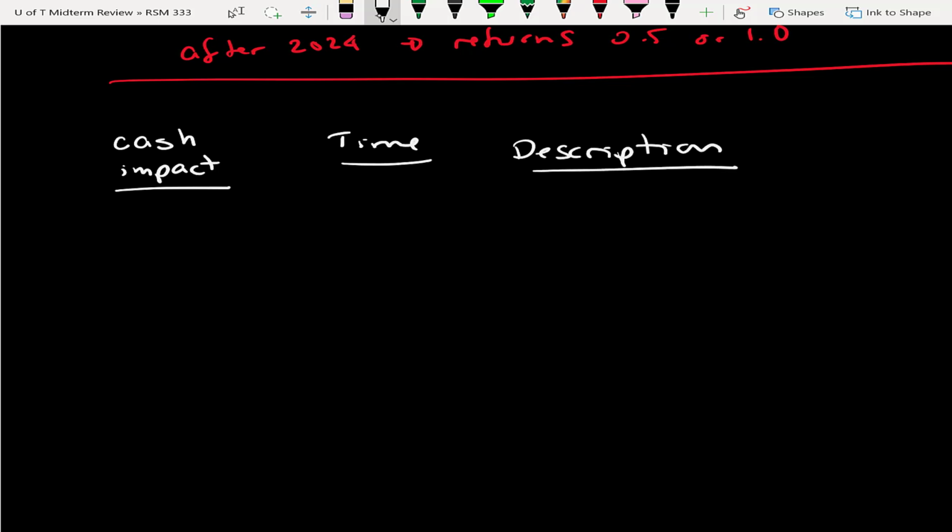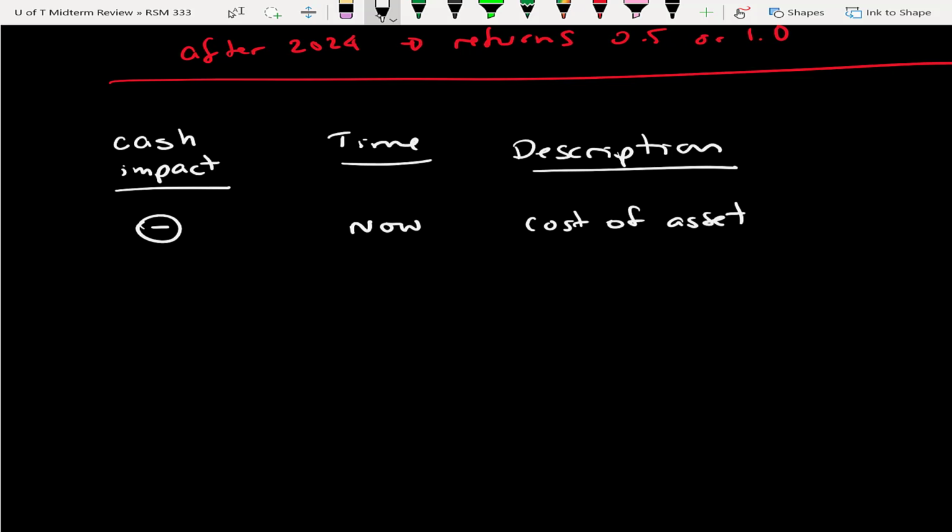So the first one would be the cost of the asset, because every investment or project is going to have that. The time is now. You make that up front, and the cash impact will be negative. Okay, it's a cash outflow.